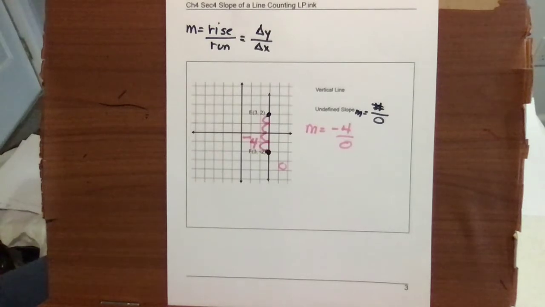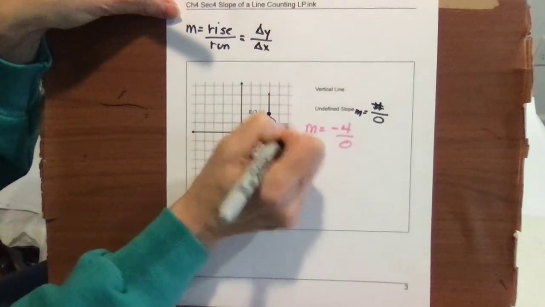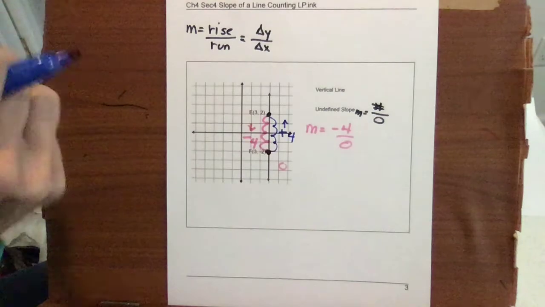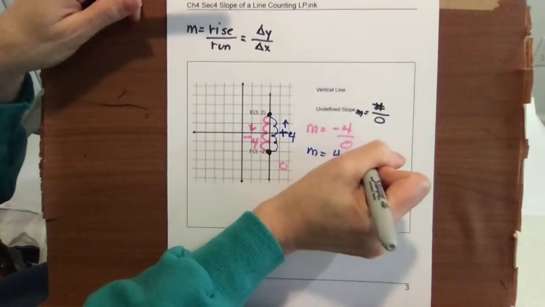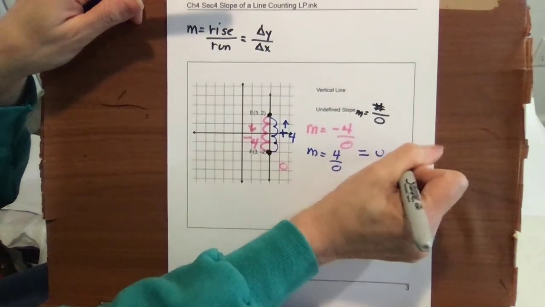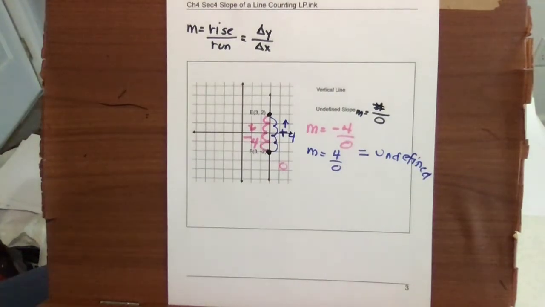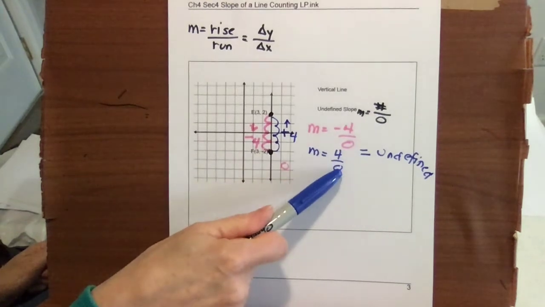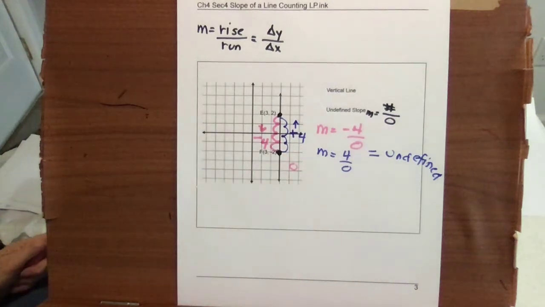Now, if you reversed it and you went upwards, 1, 2, 3, 4, as opposed to down this way, then your slope would be positive 4 over 0. But either way, this results in undefined. So now, how do we actually write it? We do want to show our calculation. We do want to show our count and our division by 0, but our final answer has to be undefined for the slope.